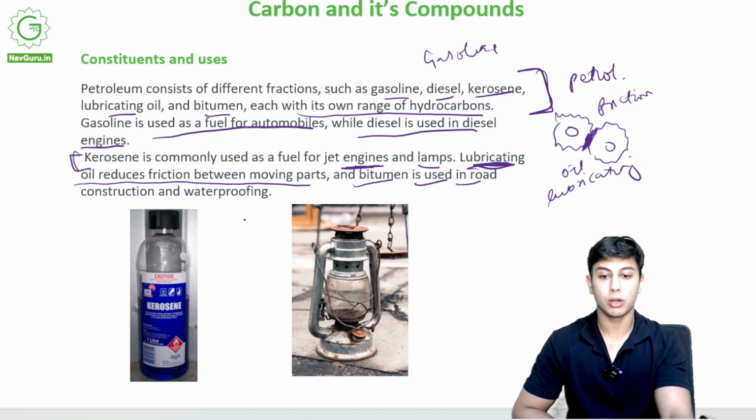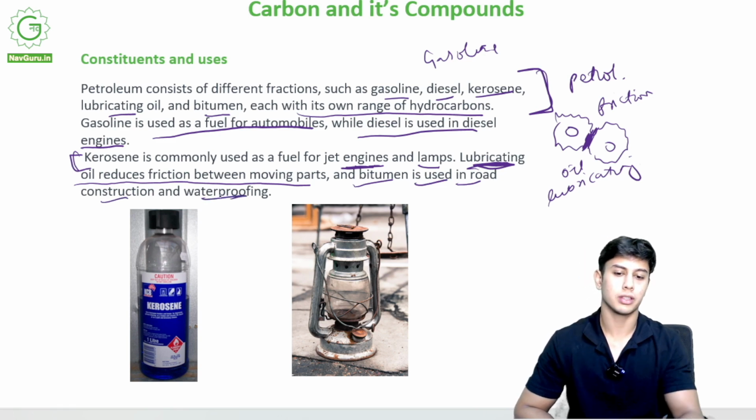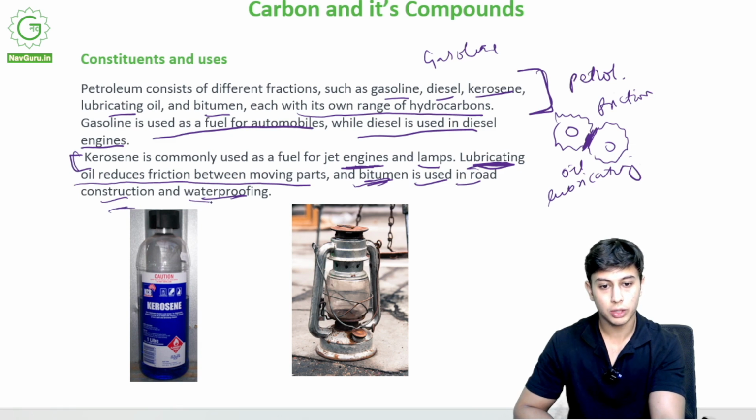Bitumen is used in road construction and waterproofing. So bitumen is something that is used in road construction and waterproofing. This is a kerosene lamp, this is kerosene.